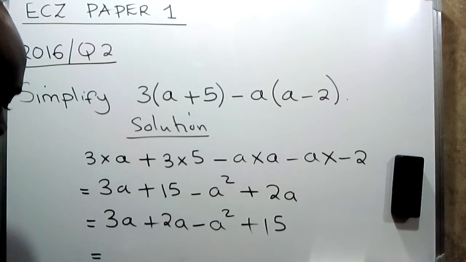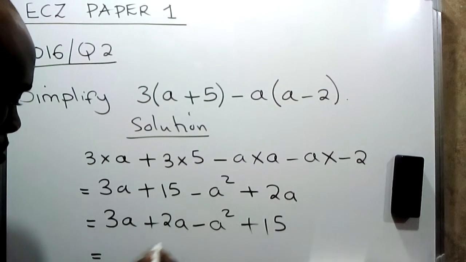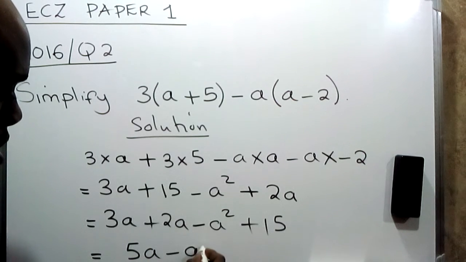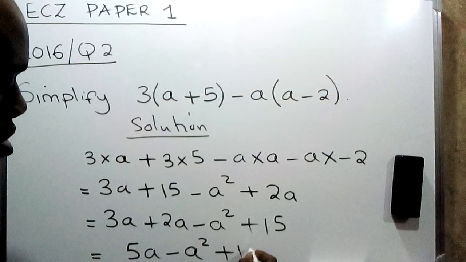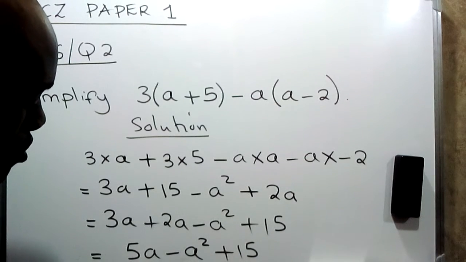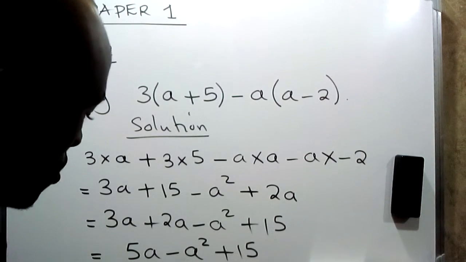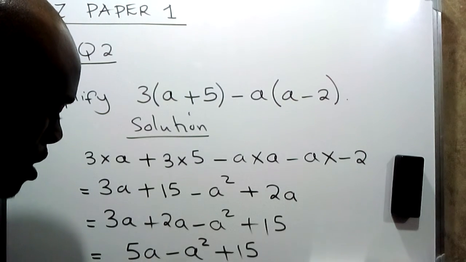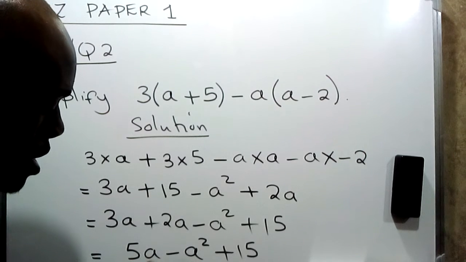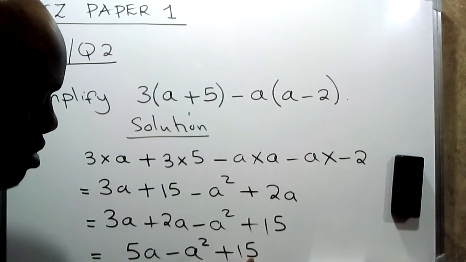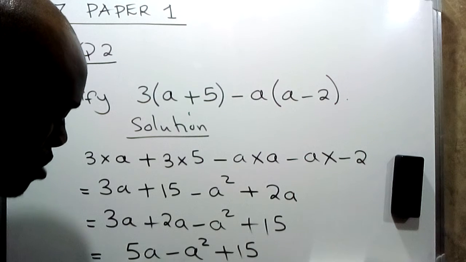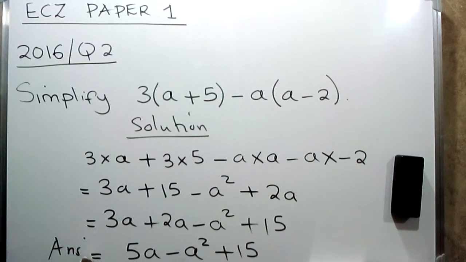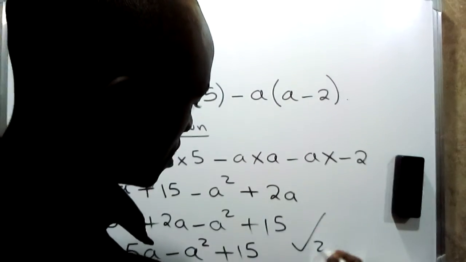So we can add the two. And what we are going to have here, when we add 3a plus 2a, we are going to have 5a minus a squared plus 15. So this is what we are going to have after simplifying this. But notice that we can't subtract these two terms because they are not like terms. Neither can we subtract these two because they are not like terms. So this happens to be our final answer. So it was carrying 2 marks.